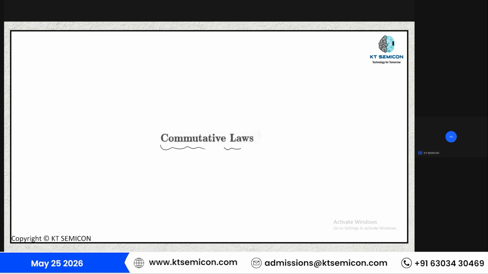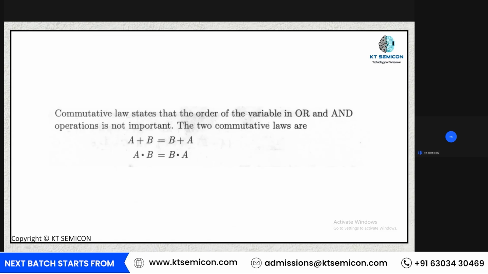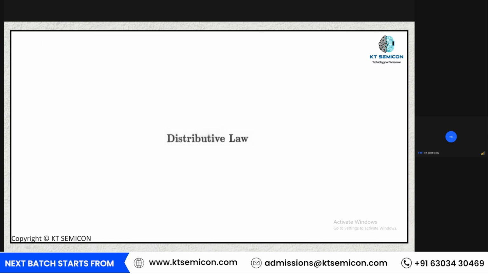Next comes the commutative law. In the case of your commutative law, A plus B is equal to B plus A, and A dot B is equal to B dot A. This is nothing but your commutative law. That means if you change the order of variables in OR and AND operations, the order is not at all important. You can basically change your order.